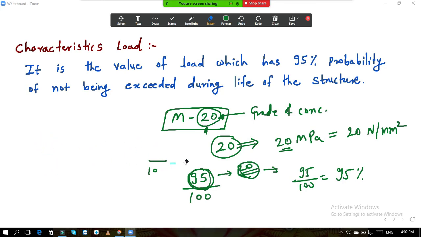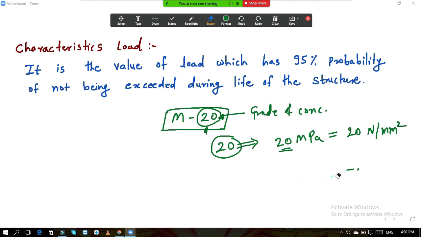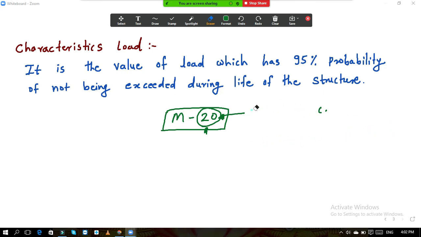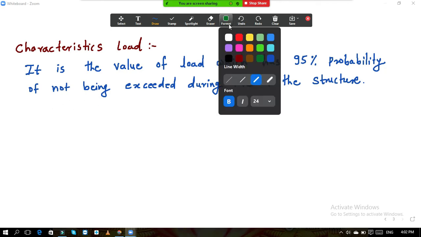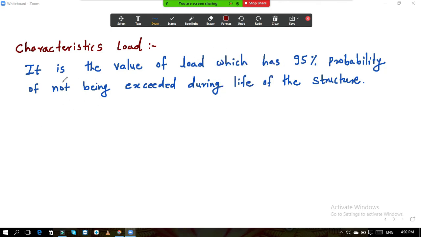I have also explained what the characteristic strength is. In this case, if you tested 100 cubes of M20 grade concrete and out of 100, 95 cubes give you a strength of 20 Newton per mm square, then that 20 is called the characteristic strength. This is the example for that. Now technically we will see the definition. The next point is characteristic strength.